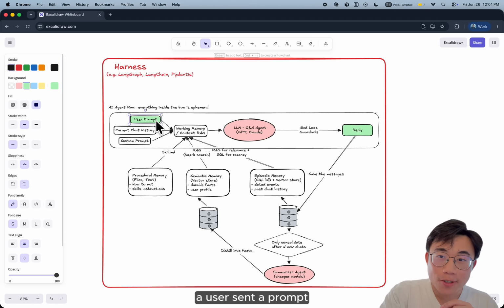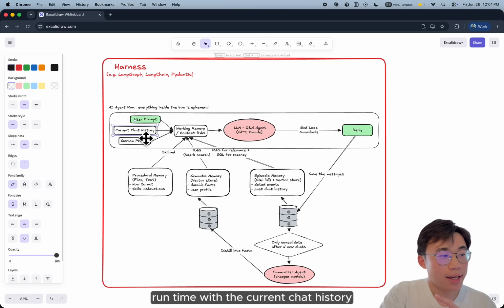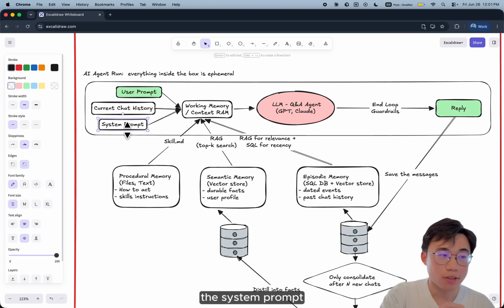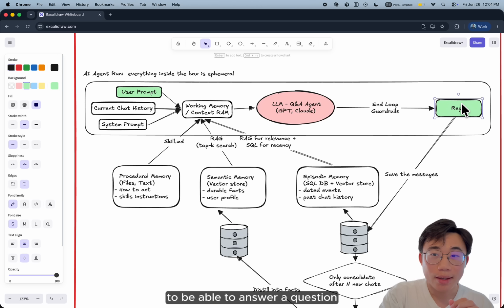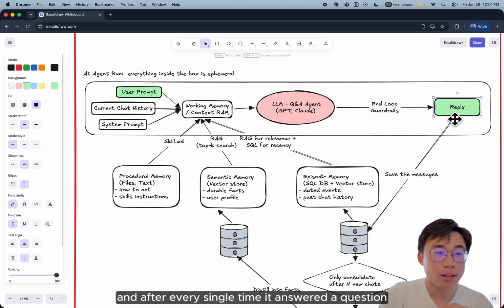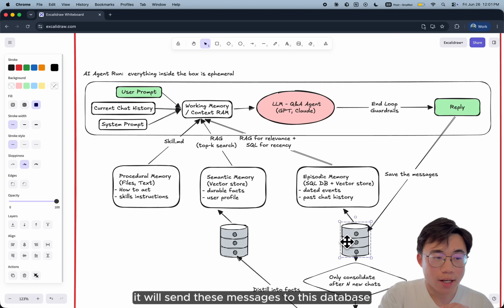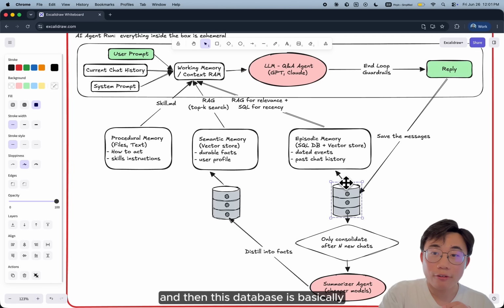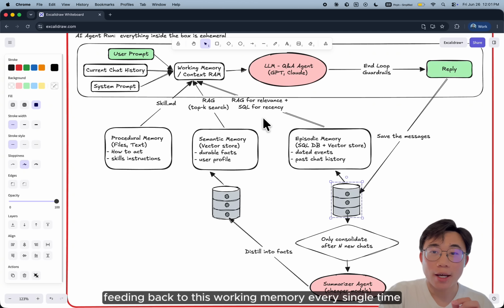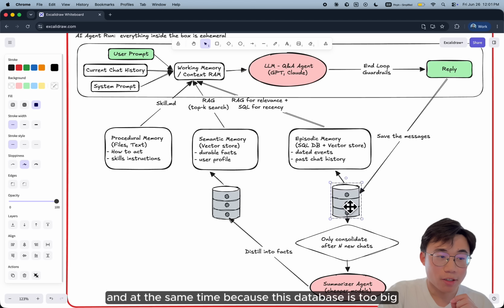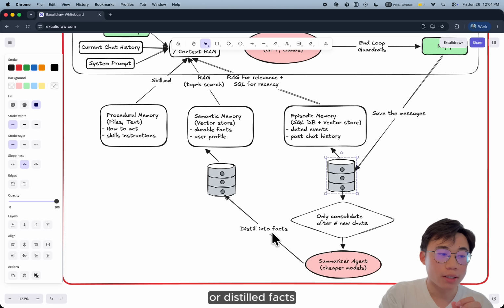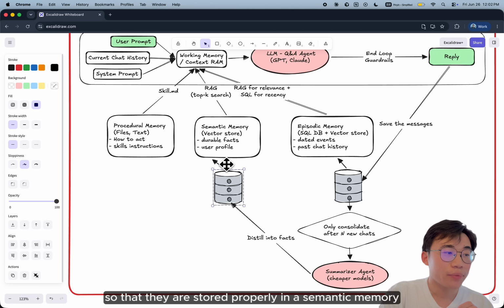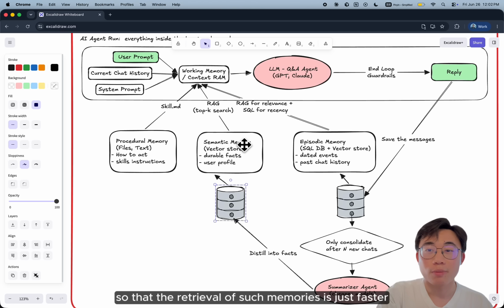A user sends a prompt to one agent runtime with the current chat history and the system prompt, which says how the agent should be performing. We're preparing a working memory for this AI agent to be able to answer a question. After every single time it answers a question, it will send these messages to this database. And then this database is basically feeding back to this working memory every single time a question is checking for relevant context. At the same time, because this database is too big, sometimes you want to consolidate them into summarized information or distilled facts so that they're stored properly in a semantic memory, so that the retrieval of such memories is just faster.